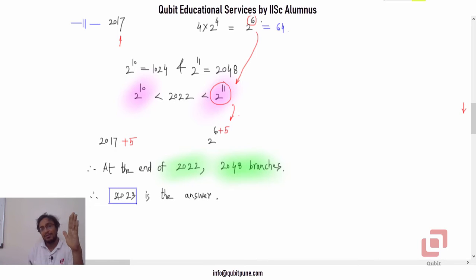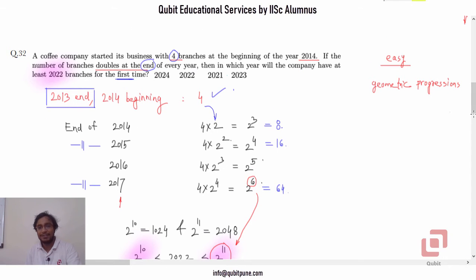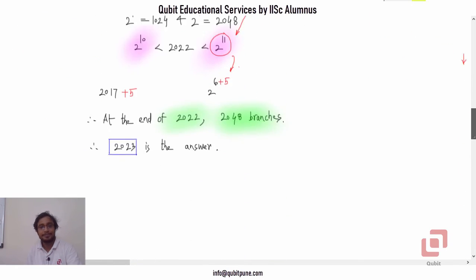They're saying at the end. At the end means 2022 has ended and 2023 is about to start. It's that time where the number of branches doubles. So it's not the one to the left of that, it's to the right. So it's 2023. Whichever option says that. That's question 32.